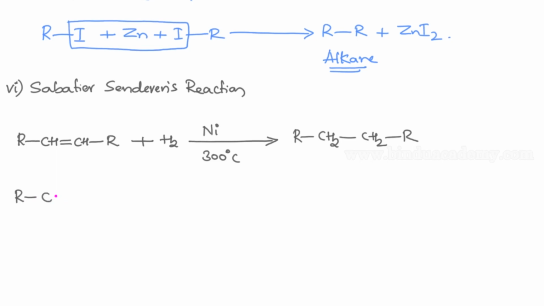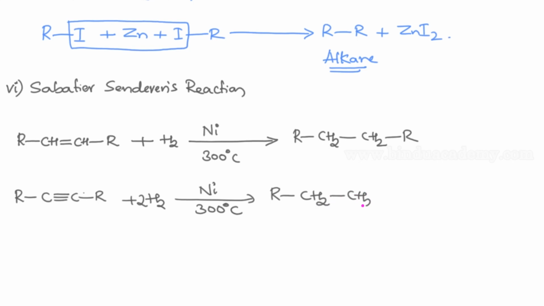We'll take one more example, a triple bonded compound, then R, plus hydrogen gas. Particularly two hydrogen molecules are needed. Again the same condition, nickel at 300 degrees Celsius, and we get R CH2 single bond CH2 R. So in all the cases we get alkanes. This is nothing but a reduction process.